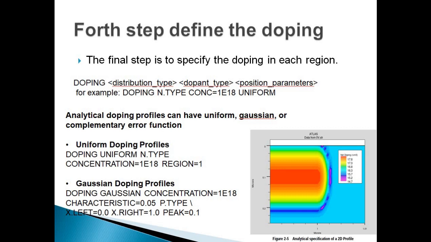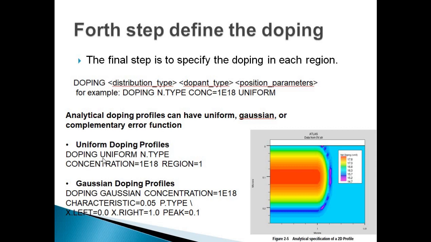Two examples are shown below with the combined effect shown in the figure. First one, uniform doping profile. Doping uniform, n-type concentration equal to 1E18 in the region 1. And the second, Gaussian doping profile. Doping Gaussian, concentration equal to 1E18, characteristic equal to 0.05, p-type, x.left 0.0, x.right 1.0, and peak 0.1.